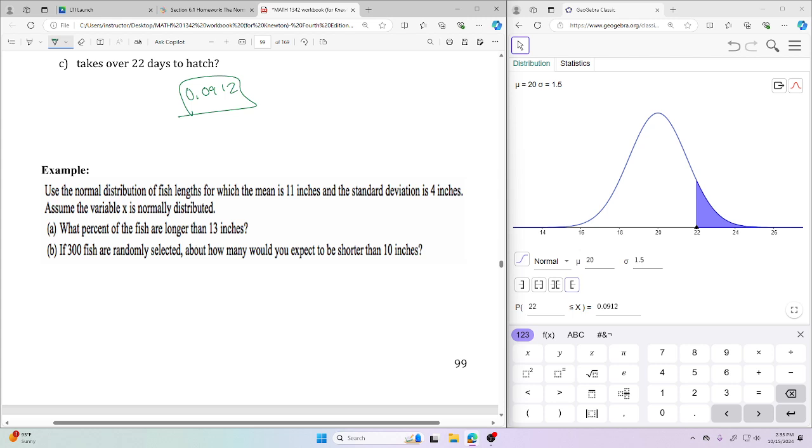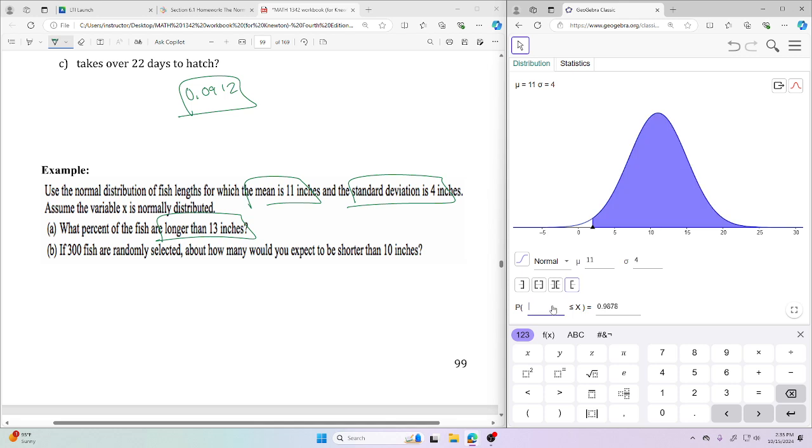Okay, so real quick, we got fish lengths. Mean of 11, standard deviation 4. So it says, what's the percentage that are longer than 13? So let's go and do that. Look, all this is 11, 4, longer than 13. Does that look like longer than 13 to you? Right? 13, 14, 15, 16, 17, 18, all those numbers are included. So we're cool there. That's what I wanted. And so then we got, for part A, 0.3085.